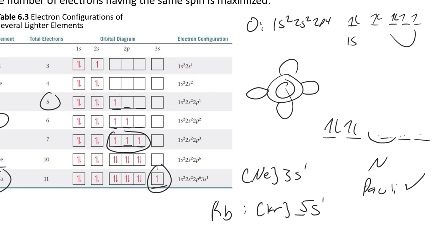So then what's wrong with this one? That configuration for nitrogen would be wrong because we didn't maximize the spin, so that would be a Hund's rule violation. So this one would be wrong for Hund's rule. So again, we want to put them all into the same direction, maximize their spin.